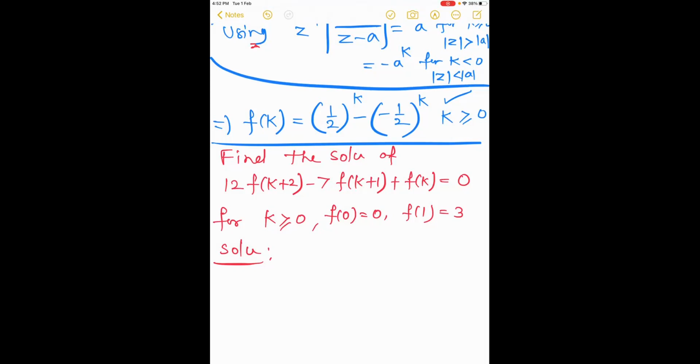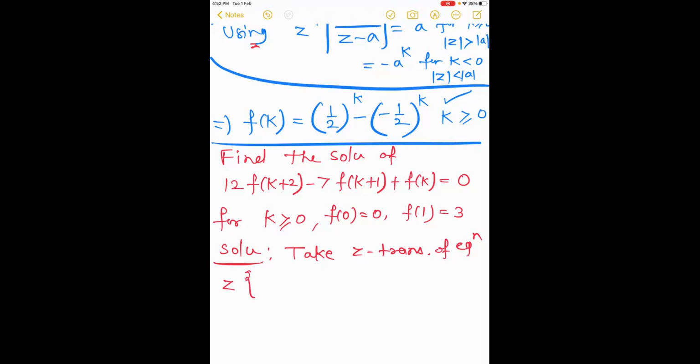Anybody got the answer for F(z)? No? Take the Z transform both sides first of all of the equation. That is Z transform of 12 upon Z? Only 12 upon Z you are getting.